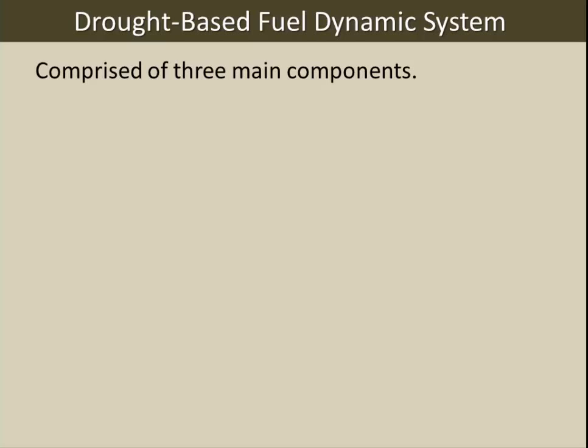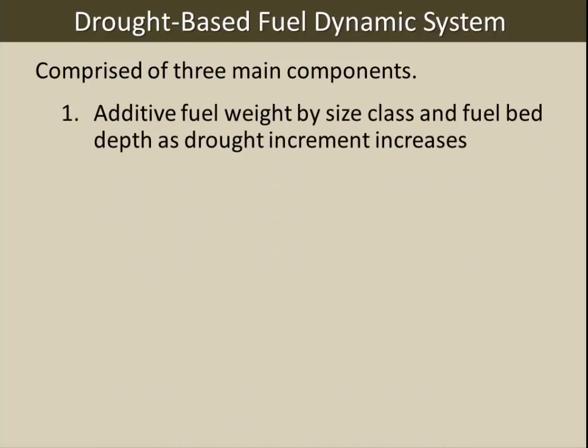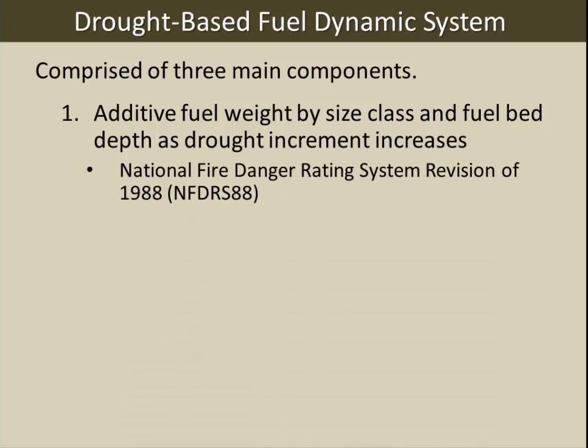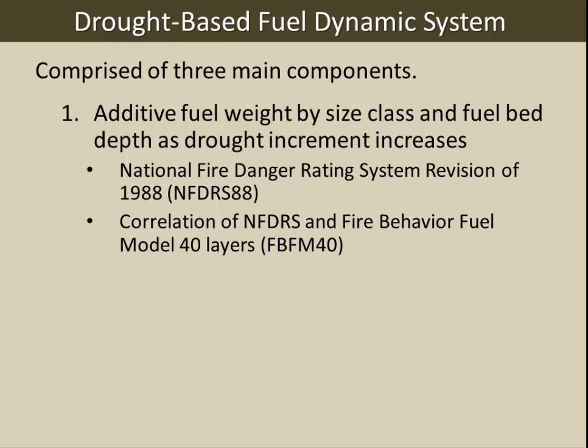The system is comprised of three main components. The first addresses additive fuel weight by size class and fuel bed depth as drought increments increase. The National Fire Danger Rating System was used to suggest weight and depth for severe drought, and then those fuel models were correlated with their additional fuel load and depth to the Fire Behavior Fuel Model 40 layers.